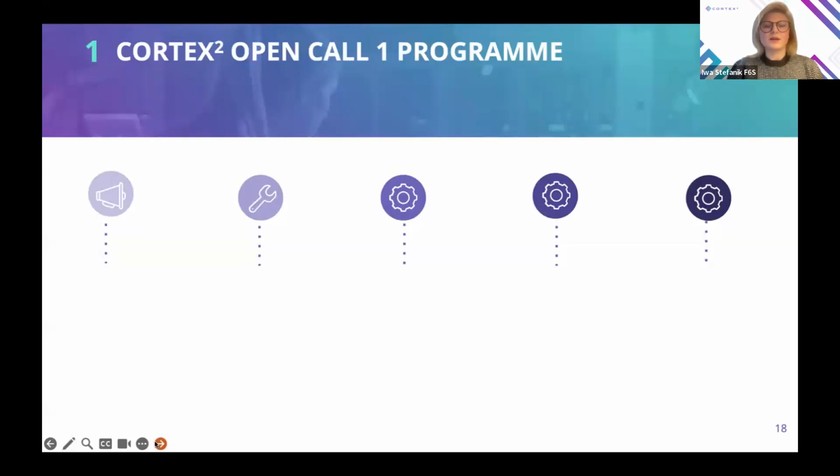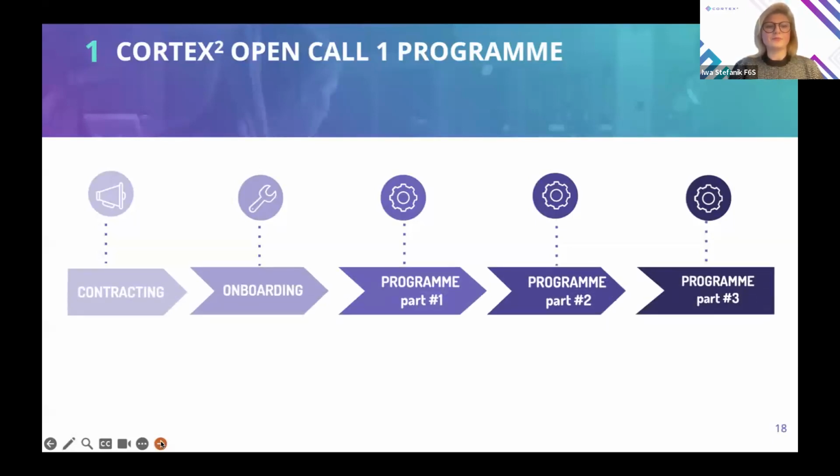So the CORTEX2 OpenCo1 program has the following steps. Once you are selected, you will be invited first of all to the contracting phase. There will be a specific timeline for that. So you need to gather the set of documents that I will present to you in a moment, and make sure that you are able to sign the contract within the given deadline.